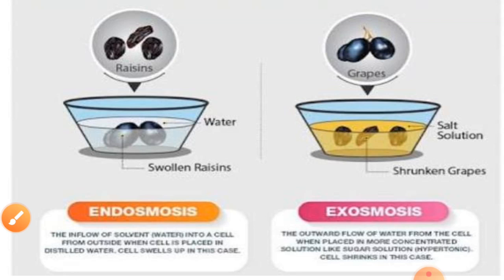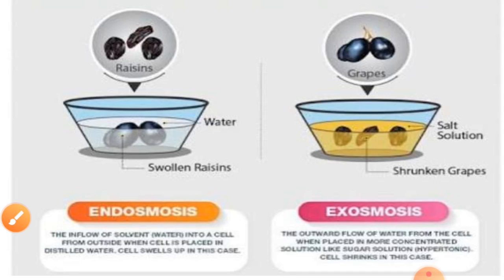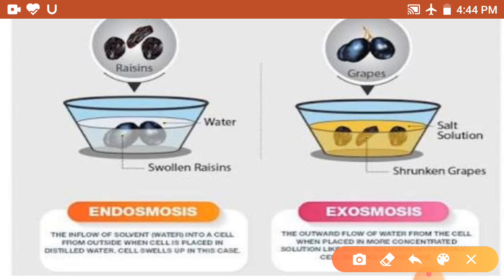Osmosis is of two types. First is endoosmosis and second is exoosmosis. Endoosmosis means movement of solvent into the cell. Movement of solvent into the cell is called endoosmosis, and exoosmosis means movement of solvent outside of the cell. Here is the given example of raisins and grapes.